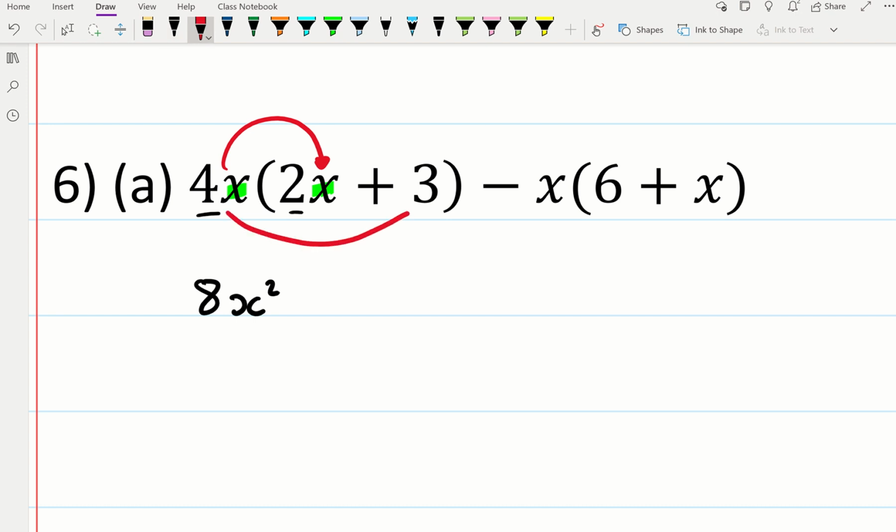The second multiplication, 4x times 3. Well, 4 times 3 is a plus 12. And there's the x. 4 times 3 times x.